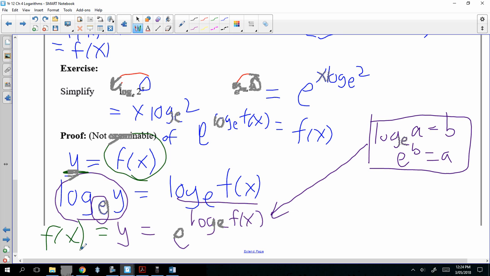Okay, next page. Already changed the color of the pen. Okay, next page.